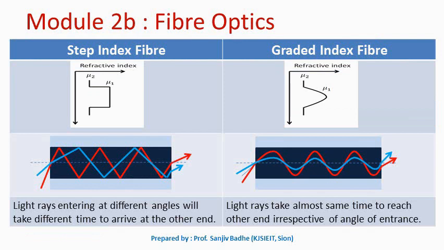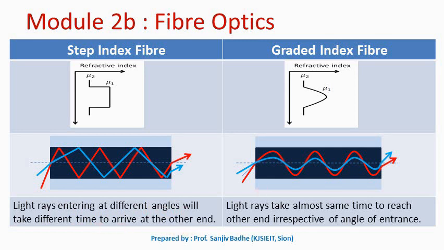So this is a comparison between a step index fiber and graded index fiber. In step index fiber, the refractive index of the core is constant. In graded index fiber, the refractive index of the core is not constant. It is maximum along the axis, and as we go away from the axis, it gradually decreases. In step index fiber, the light rays travel different paths that depend on the angle at which they are entering into the optical fiber. And because the light rays are traveling different paths, they will take different amounts of time to reach the other end. So the light rays entering at different angles will take different times to arrive at the other end.